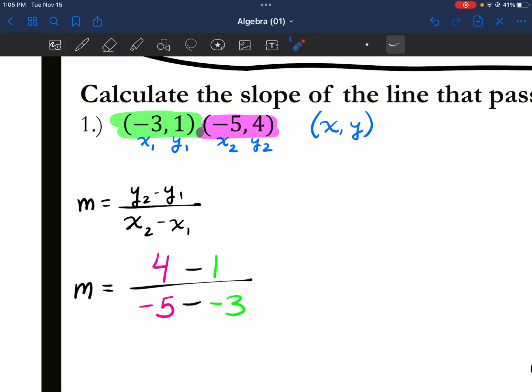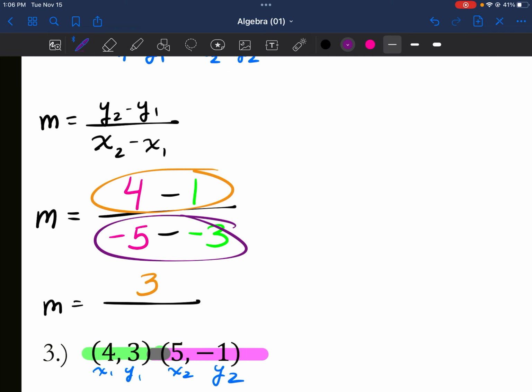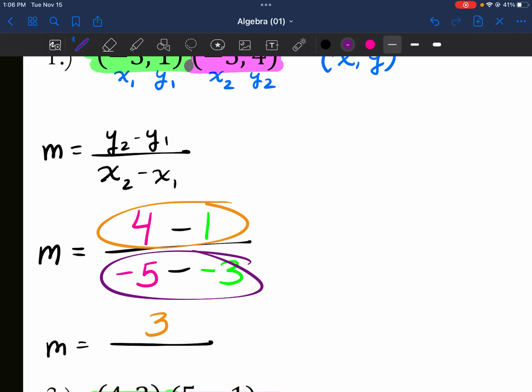Well, now I'm going to go ahead and calculate. So I get m equals, well, in the numerator, when I do 4 minus 1, I get a 3. In the denominator, when I do -5 minus -3, that's the same thing as -5 plus 3. So I get a -2. This is what our slope is. This is what our rise over run is. We're not graphing anything, though. We're just calculating it. We're just trying to find out what the slope is. There's nothing to simplify here. I can keep it as an improper fraction.